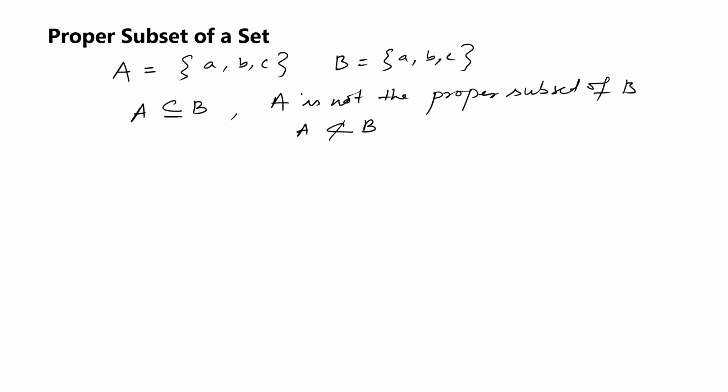A set A is said to be the proper subset of B if every element of A is in B and A and B are not equal sets. For A and B, there must be some extra element in B than A. First of all, the elements of A must be in B, as well as B must have some extra element than A. That is called the proper subset.